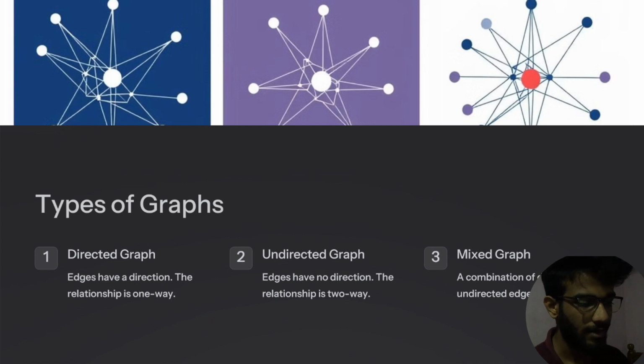The second one is undirected graph. In this case, edges have no direction, so the relationship is two-way, like being Facebook friends. And the third one is mixed graph, a mix of both directed and undirected edges.